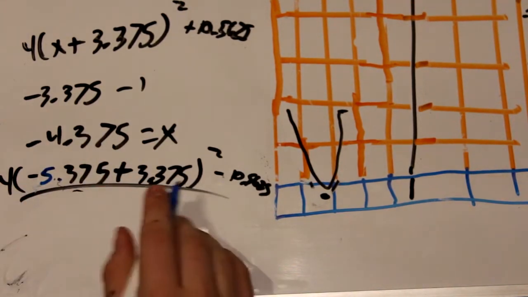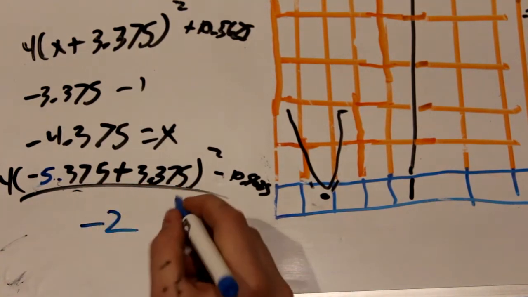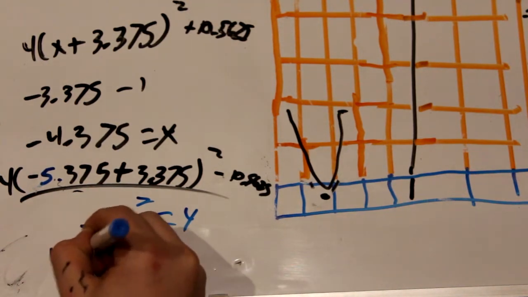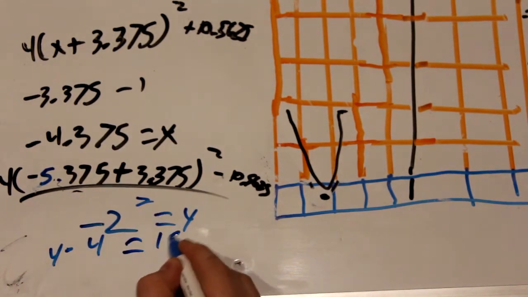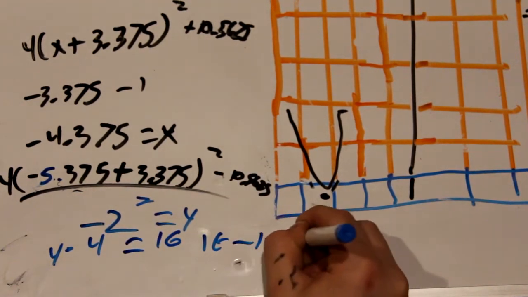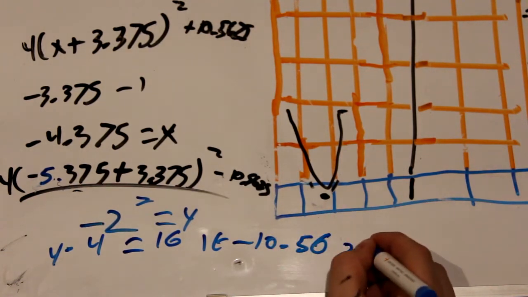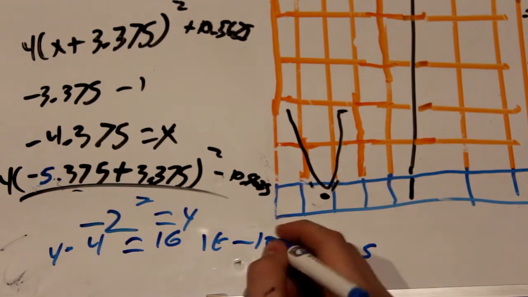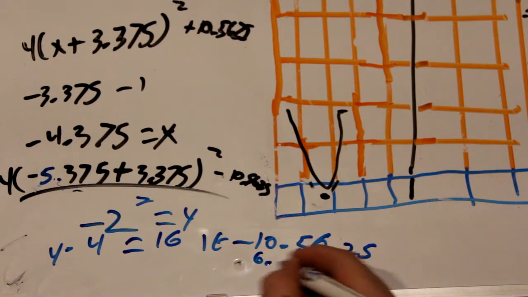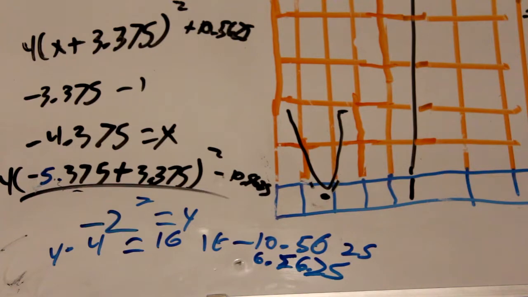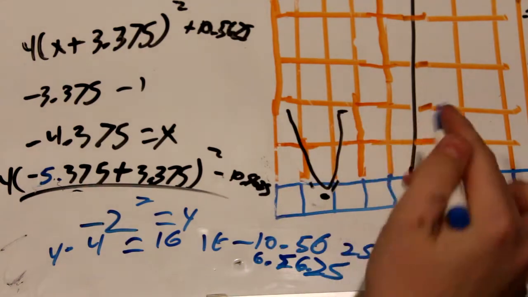This simplifies to negative 2. Negative 2 squared is 4. 4 times 4 is 16. So now we have 16 minus 10.565. If we simplify this even more, it's positive 6.5625, yada yada yada.